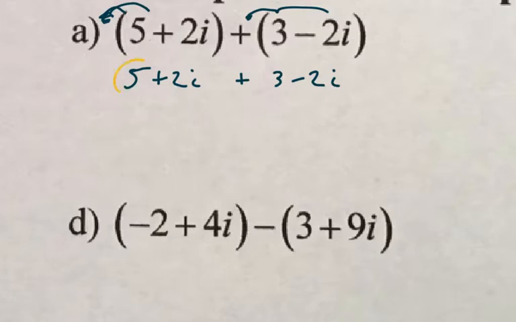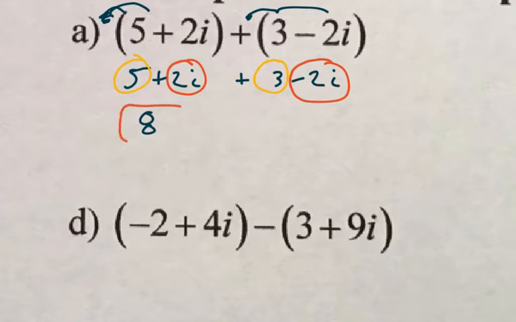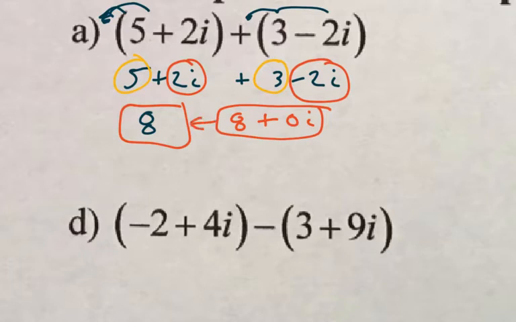Well, it's real simple. I have 5 here and 3 there. Together, that's 8 because 5 plus 3 is 8. I have 2i minus 2i. Oh, they cancel out. So my answer in this case is going to be 8 or 8 plus 0i if you prefer, but normally we'll just stick with 8. And that's all there is to adding, right? You add the numbers, you add the i's together, that's all you have to do.